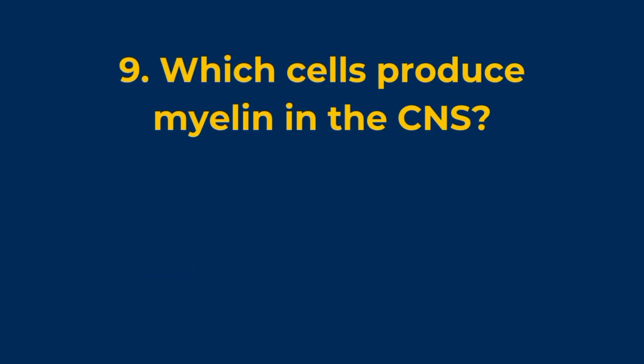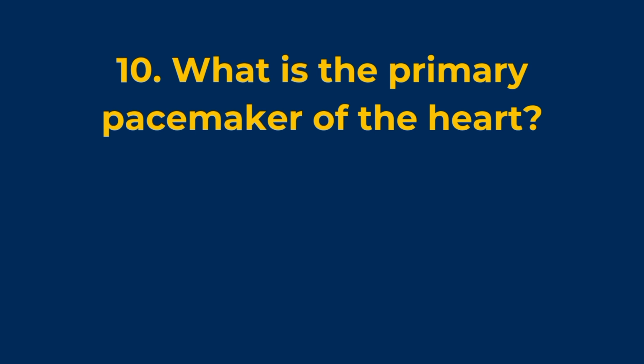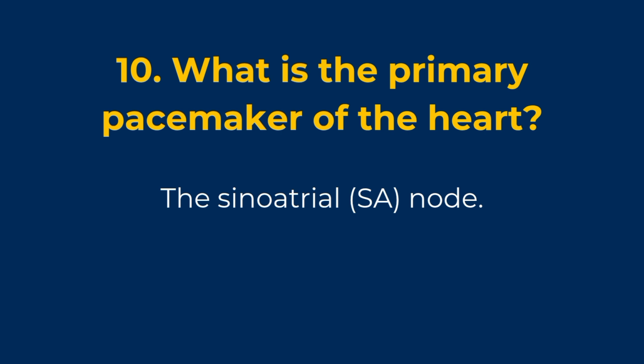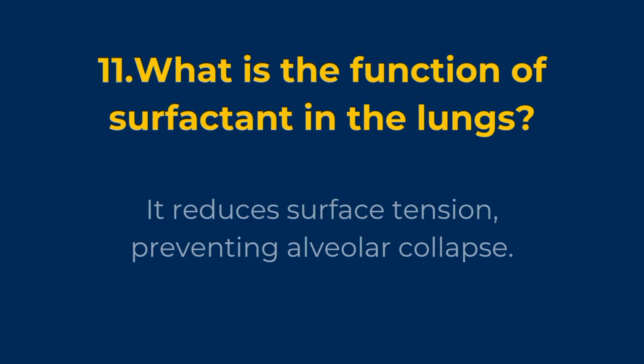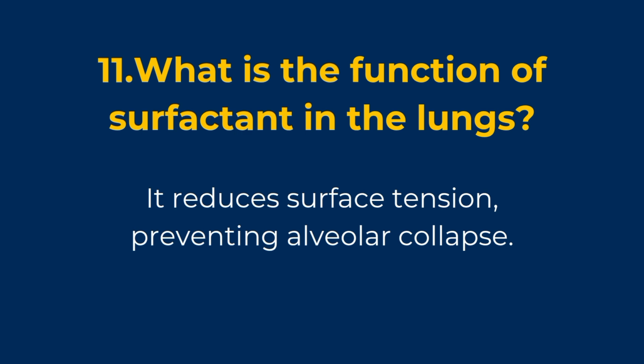9. Which cells produce myelin in the CNS? Oligodendrocytes. 10. What is the primary pacemaker of the heart? The sinoatrial, SA, node. 11. What is the function of surfactant in the lungs? It reduces surface tension, preventing alveolar collapse.